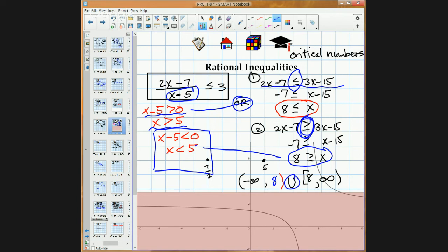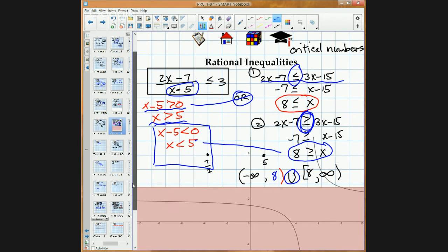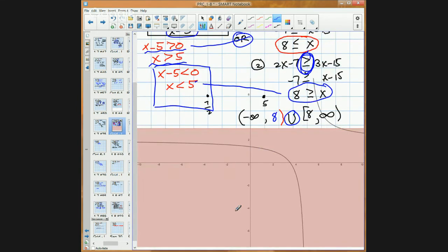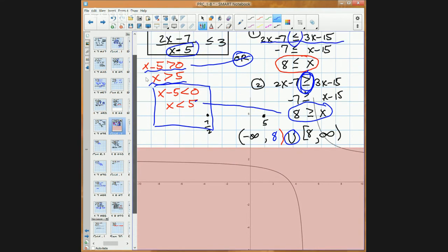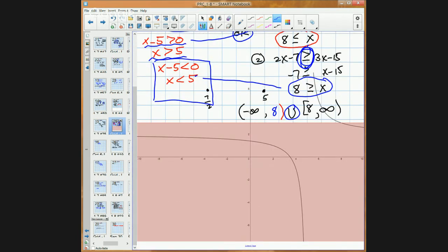So now if you look at the graph, and I did this in Desmos, the black curve, you see two branches, one up here on the top right and one below here inside the pink. That's the equation that you saw on the left side. That's this rational thing here, 2x minus 7 over x minus 5. And then the pink is everything less than 3.